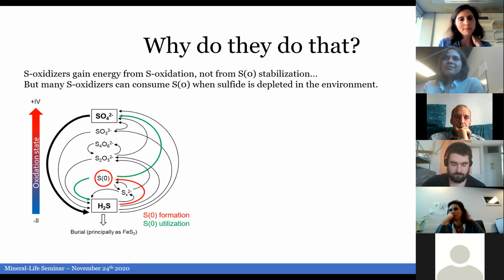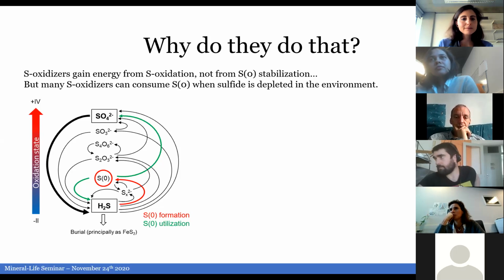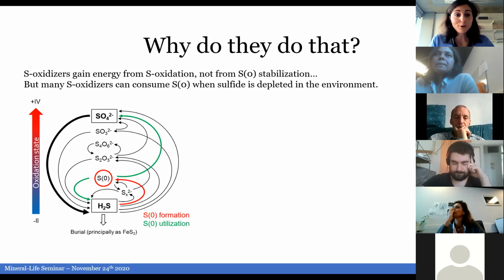Lucien, go ahead. Another question. I'm wondering why the reduction of sulfate does not stop at elemental sulfur. Is there any thermodynamic limitation, enzymatic limitation? Because in the case of selenium, it stops at elemental selenium. I don't know the answer to this question, honestly. Maybe the answer is out there.